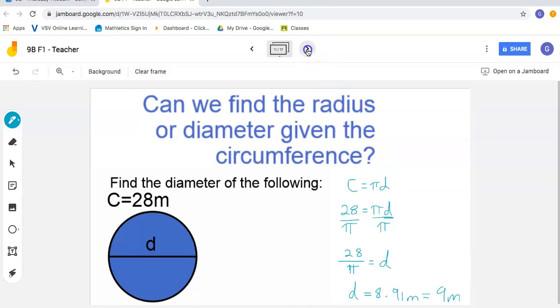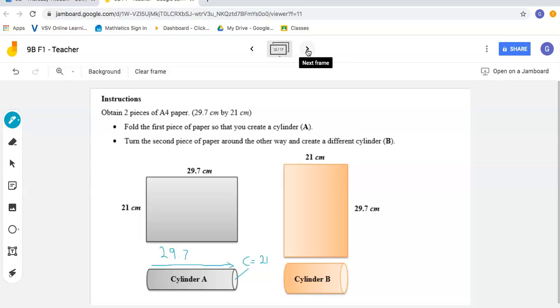But in your case, I believe with the volume, it asks for the radius. As we know, to find the volume of a cylinder, it's just the area of the base times the height. The area of the base, or the area of a circle in this case, because the base is a circle, is pi r squared. So A, the area of a circle, equals pi r squared.